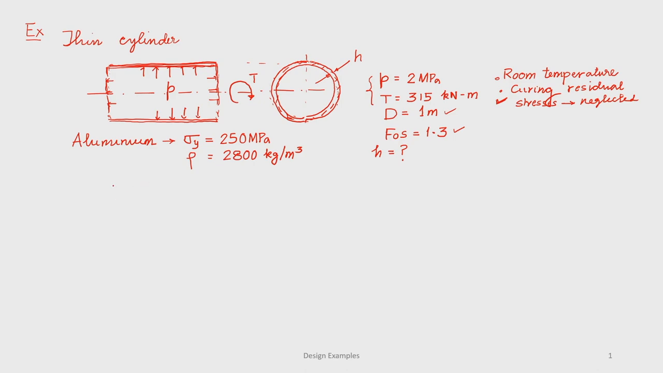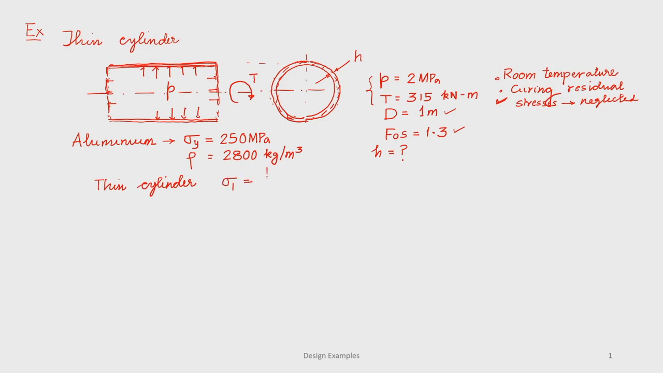We all have done, in our undergraduate, cylindrical pressure vessels, thin cylinders specifically. A thin cylinder is when the ratio of the mean radius to the thickness is more than 10. The hoop stress or circumferential stress is PD by 2T, where T is the thickness of the cylinder. In this case, it is H. And the longitudinal stress sigma 2 is equal to PD by 4T. I think we all know this.